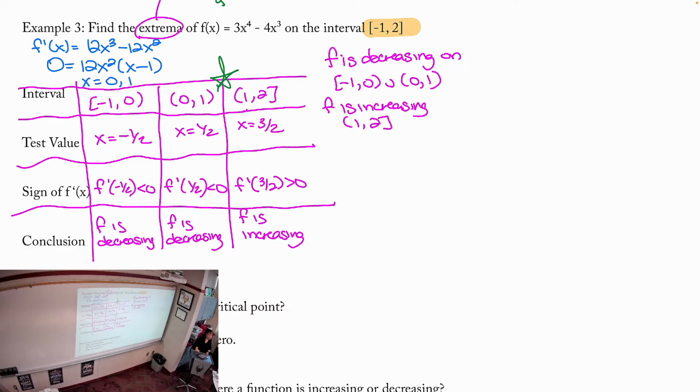With parentheses, you can get as close to that value as you want, but you can't use that value if you go all the way to it. So it can be negative 1 all the way up to 0, but not all the way to 0. You have to stay inside.